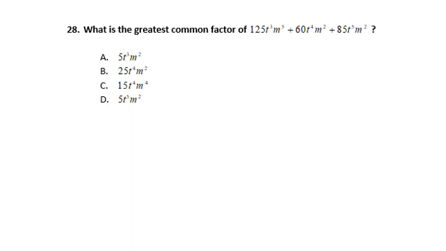What is the greatest common factor of 125t cubed m to the fifth plus 60t to the fourth m squared plus 85t to the fifth m squared? A. 5t cubed m squared. B. 25t to the fourth m squared. C. 15t to the fourth m to the fourth. D. 5t to the fifth m squared.